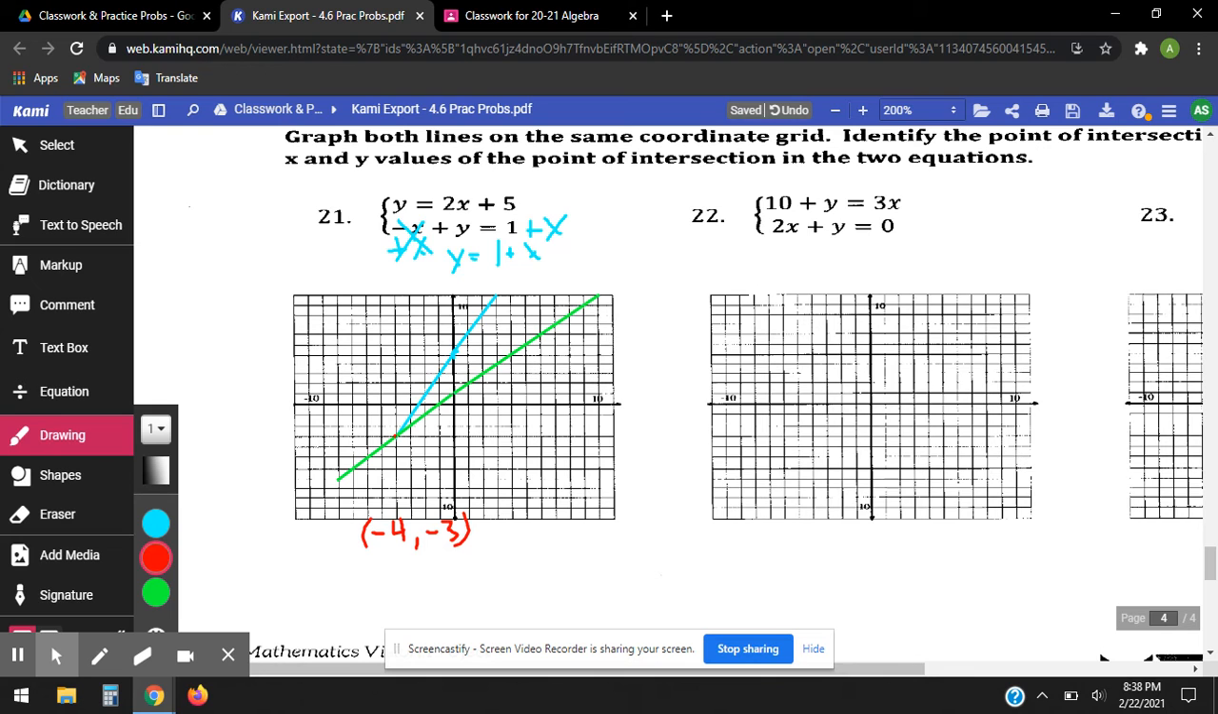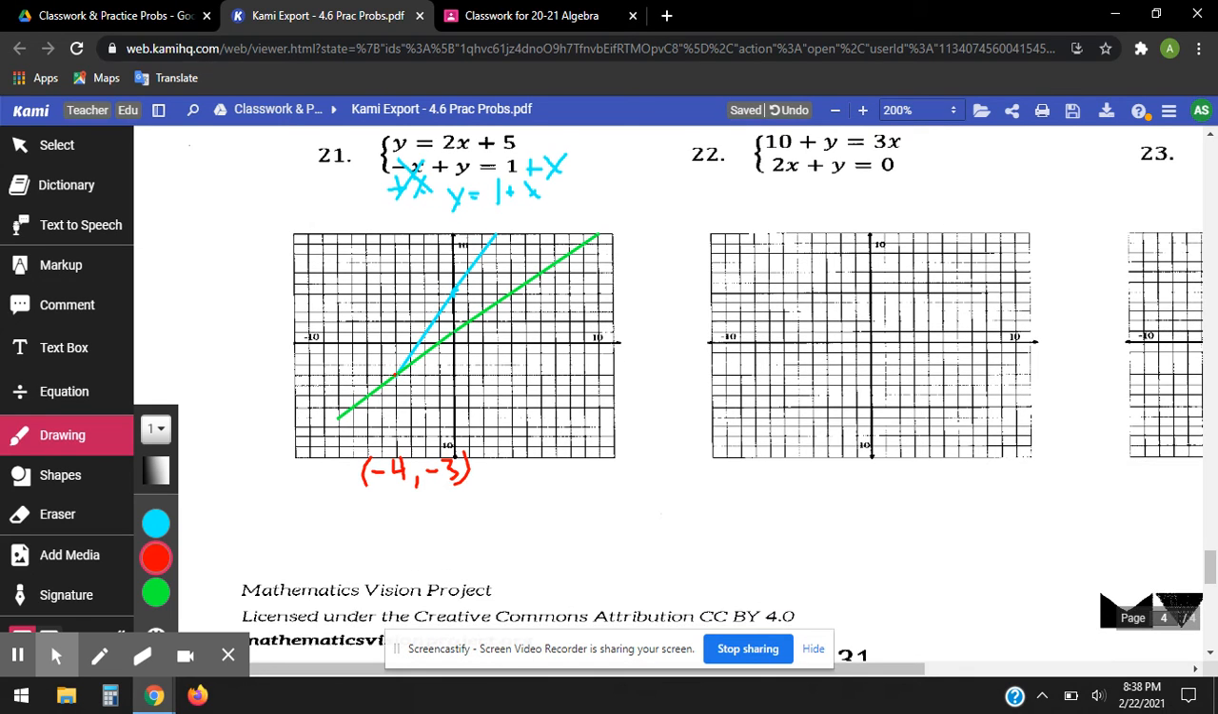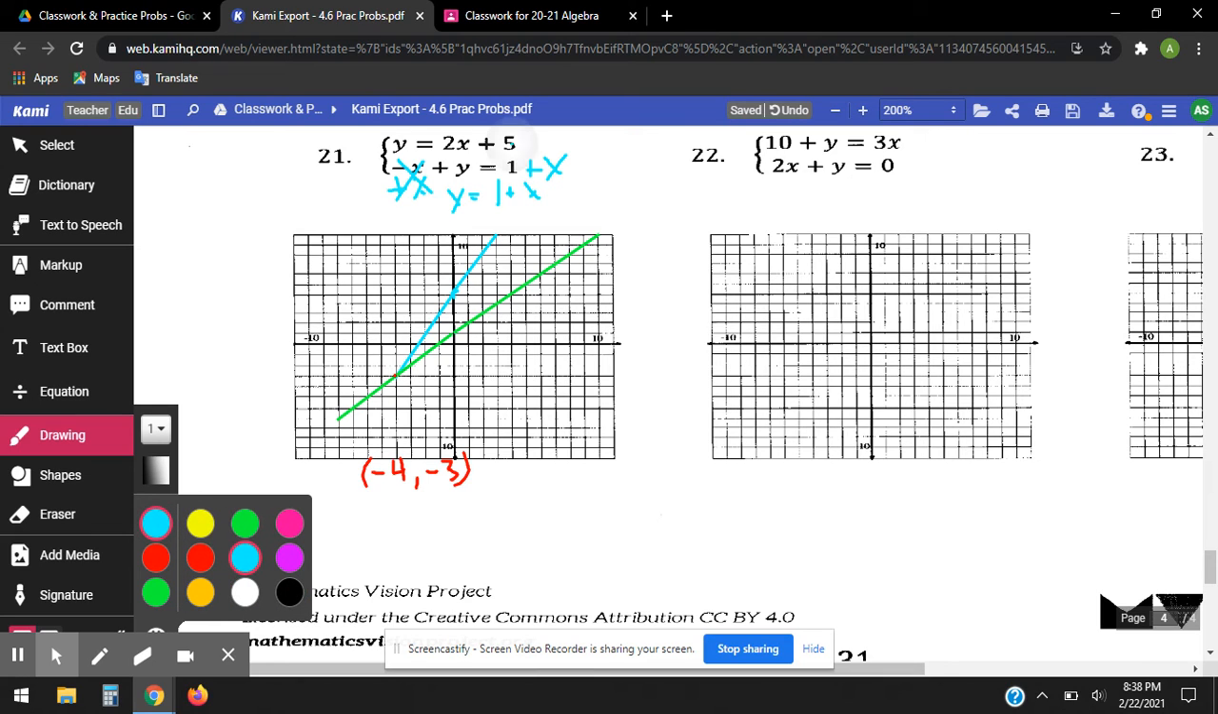Now to check my points, I'm going to substitute them into my original equation. This one was in blue. So 2 times negative 4 instead of x, plus 5, does it equal negative 3? Well, that's negative 8 plus 5. Yes, negative 8 plus 5 equals negative 3.